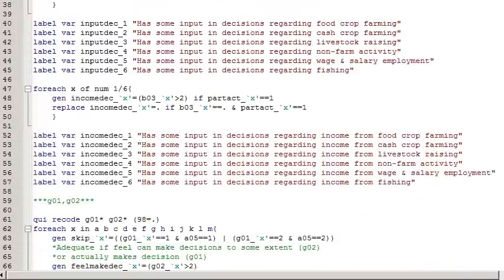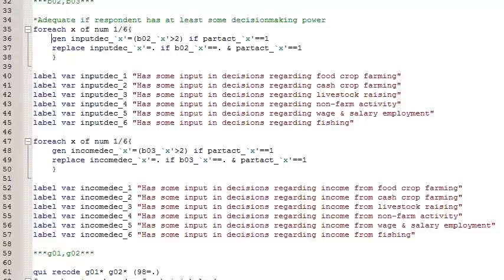based on questions P02, we create the indicator input_dec_X. Input_dec_X is equal to 1 if the individual participates in activity X and if he has input in some of the decisions regarding that activity. So the threshold is some. The scale goes from input in no decisions to input in all decisions. The individual has to have at least input into some decisions to be considered adequate in this sub-indicator.